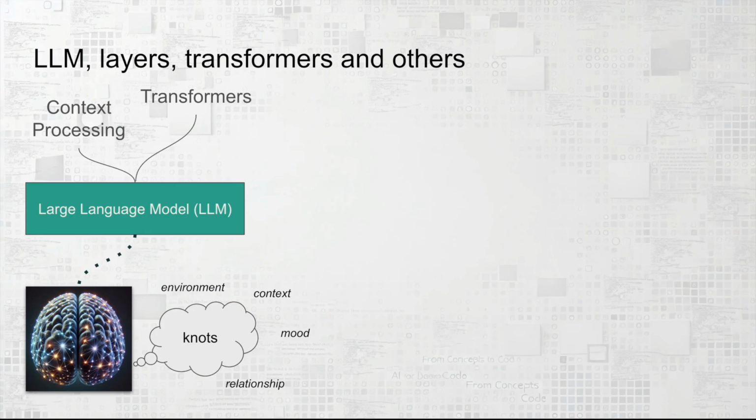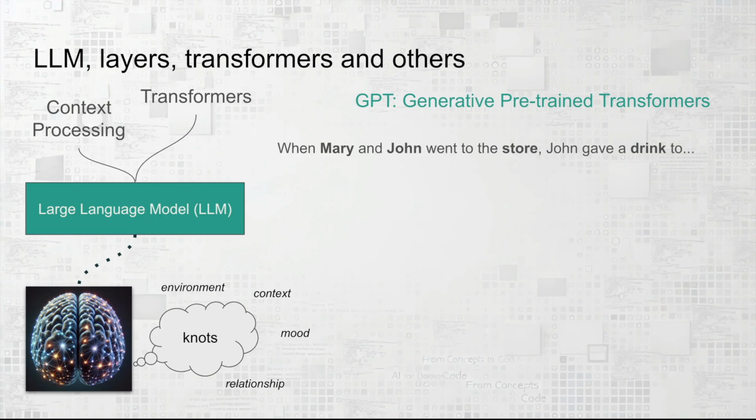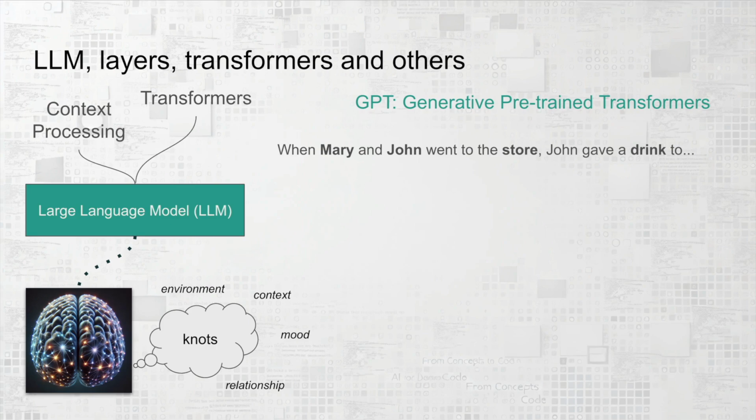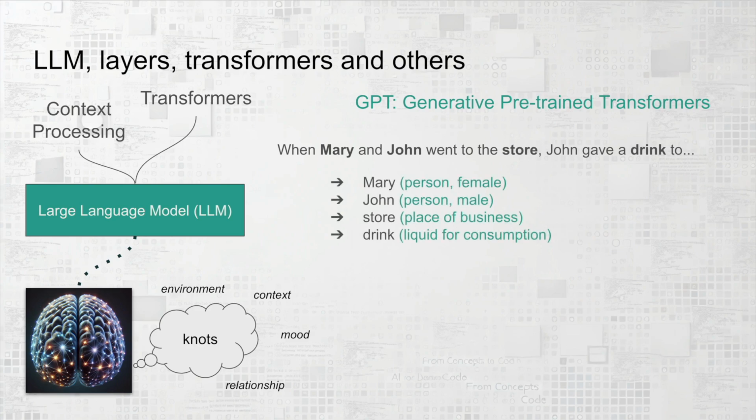Now, I won't go too far into the technical details, but that's actually why GPT in ChatGPT stands for Generative Pre-trained Transformer. Those transformers help the LLM adjust the meaning of words based on the context. Let me give you an example. Let's say we have this sentence: When Mary and John went to the store, John gave a drink to... The transformers can tag this sentence with context. For example, Mary is recognized as a person and John is also a person, and store is a place where goods are sold, and so on.